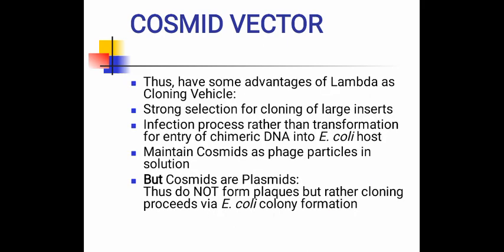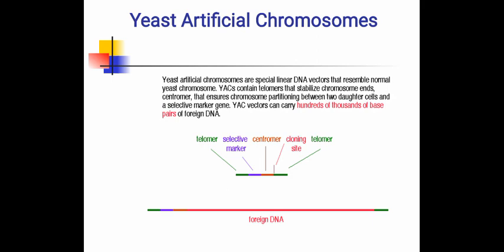Thus they have some advantages of lambda as a cloning vehicle: strong selection for cloning of large inserts, and an infection process rather than transformation for entry of chimeric DNA into the E. coli host. Maintain cosmids as phage particles in solution, but cosmids are plasmids, thus they do not form plaques, but rather cloning proceeds via E. coli colony formation.